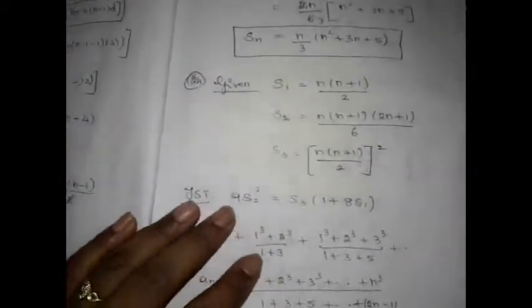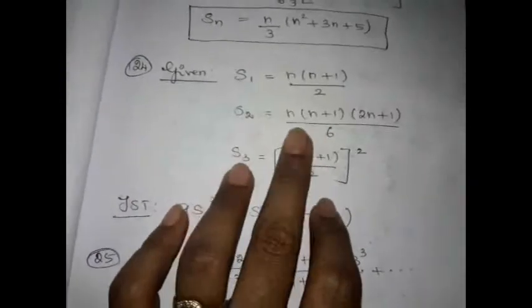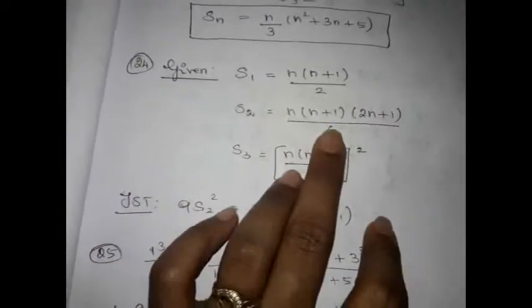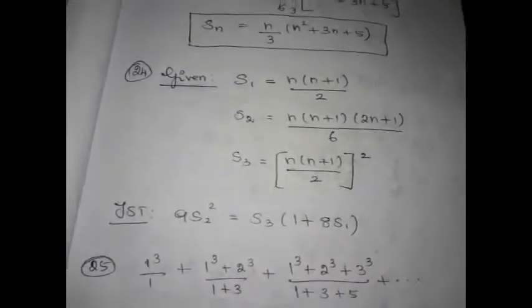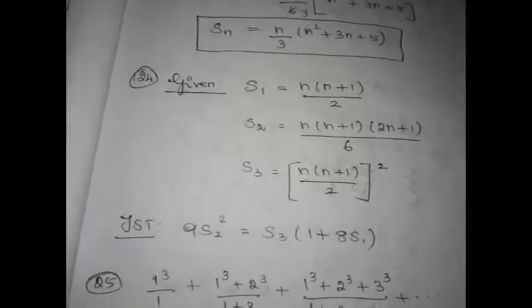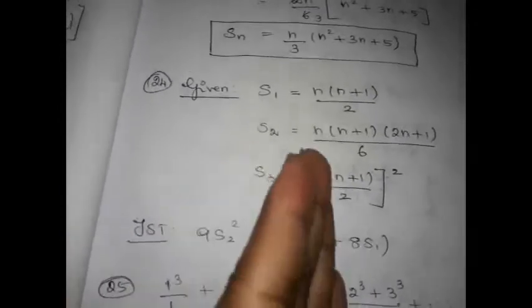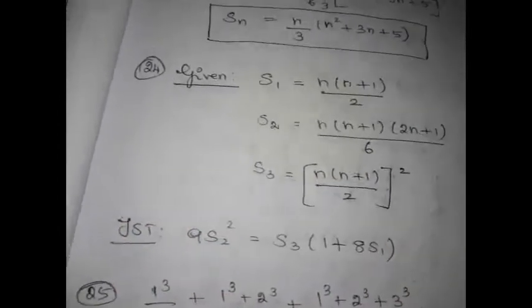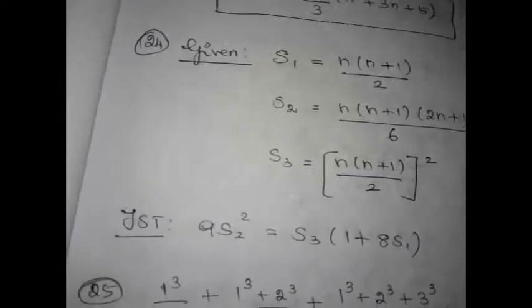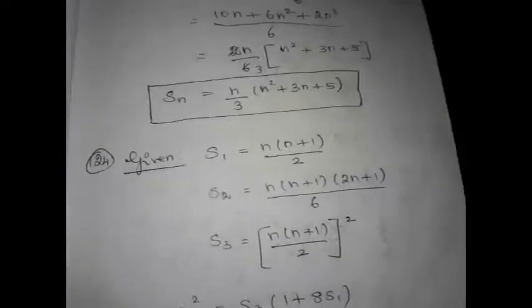We know the formula for everything, right? S1 is n into n plus 1 by 2, S2 is n into n plus 1 into 2n plus 1 by 6, S3 is n into n plus 1 by 2 the whole squared. So try to substitute in this and arrive at the next one, or else you substitute the values and obtain the answer, keep it aside and check whether both are the same, both are ending up with the same answer, right? Let us move on to our next question, 25.